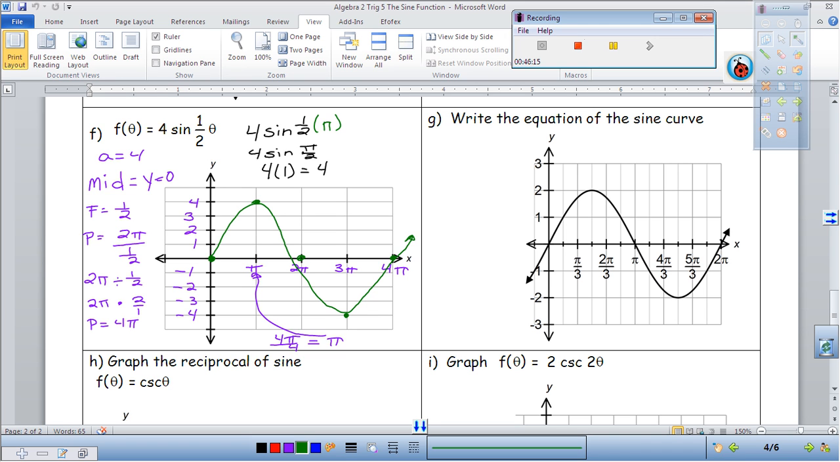Okay. So now we're going to write the equation based on the graph. So we first want to find the amplitude. Actually, let's write down the equation. Remember, our equation is y equals a times the sine of b times theta. Okay, that's our formula. So we need to find the a and the b. That's what we're going to replace. So the a is 2.